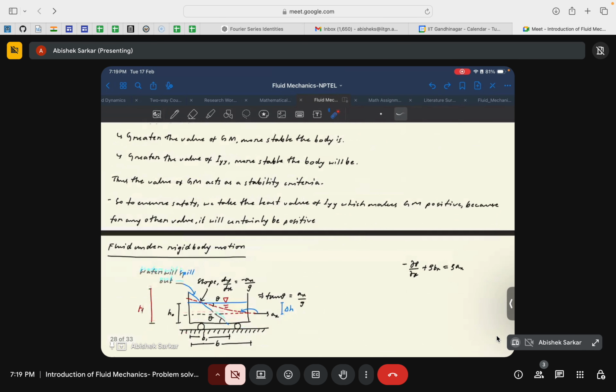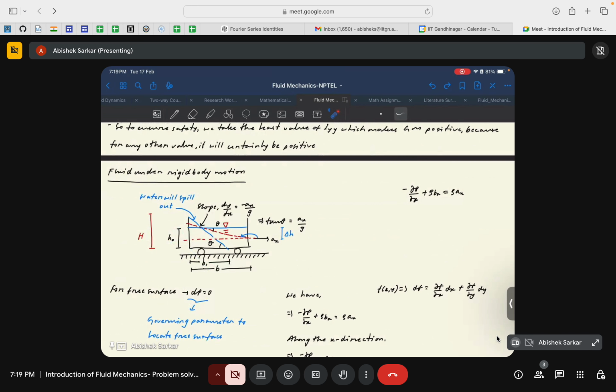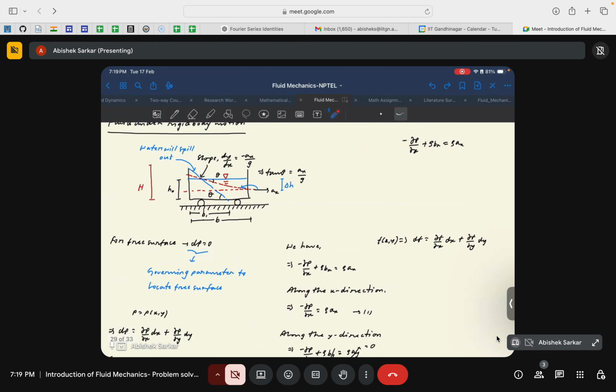So I will quickly go through the last topic for today's discussion. It is the rigid body motion. Let us just go through it quickly, and then we'll take some examples.